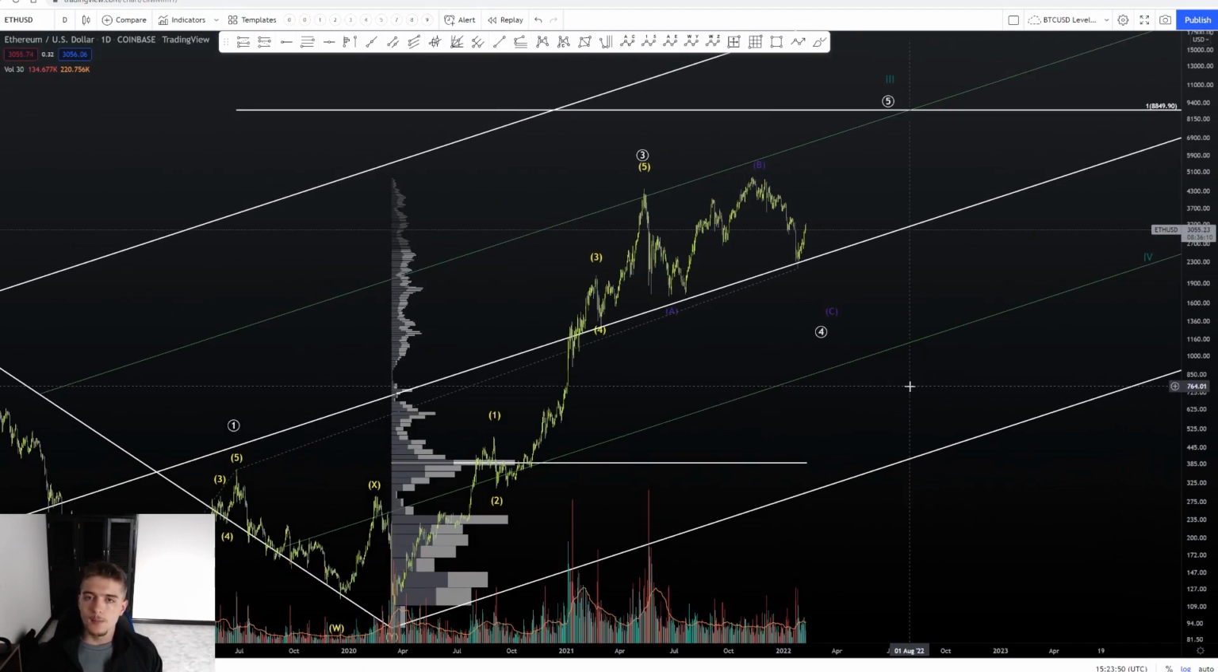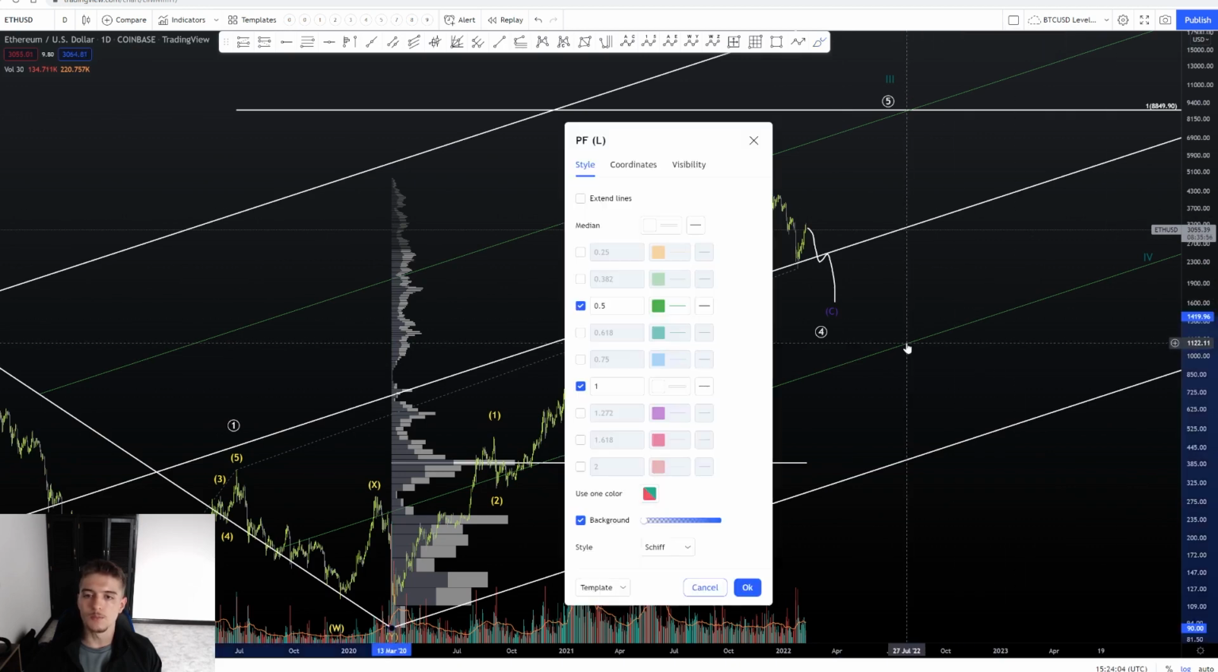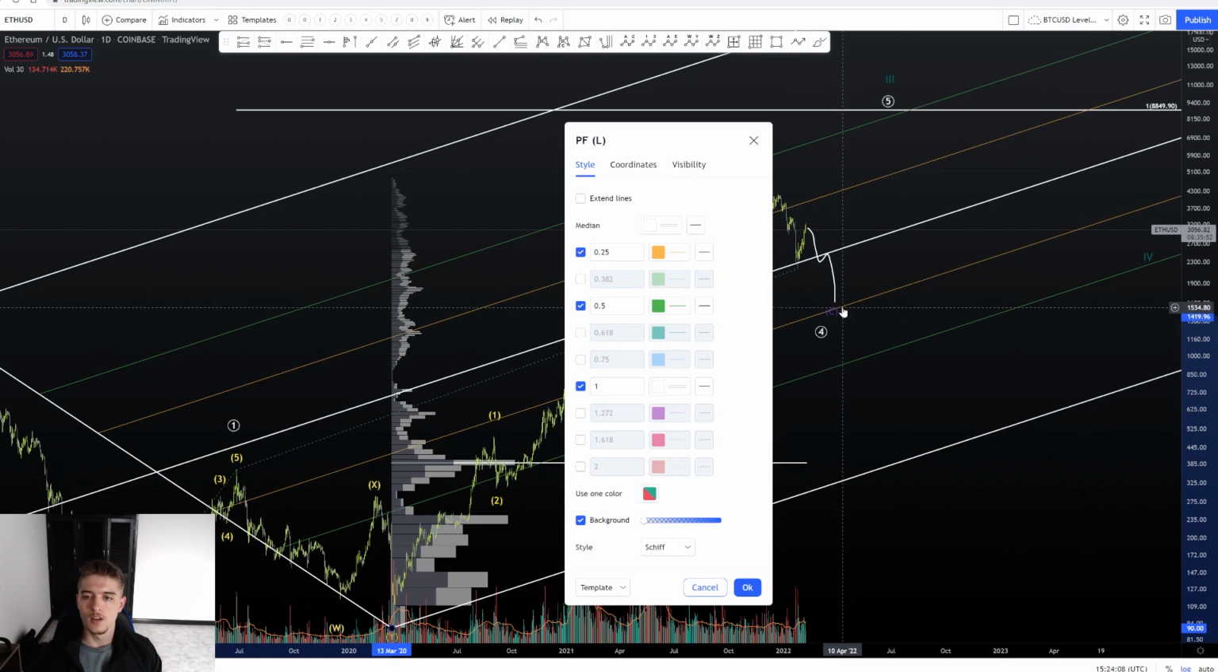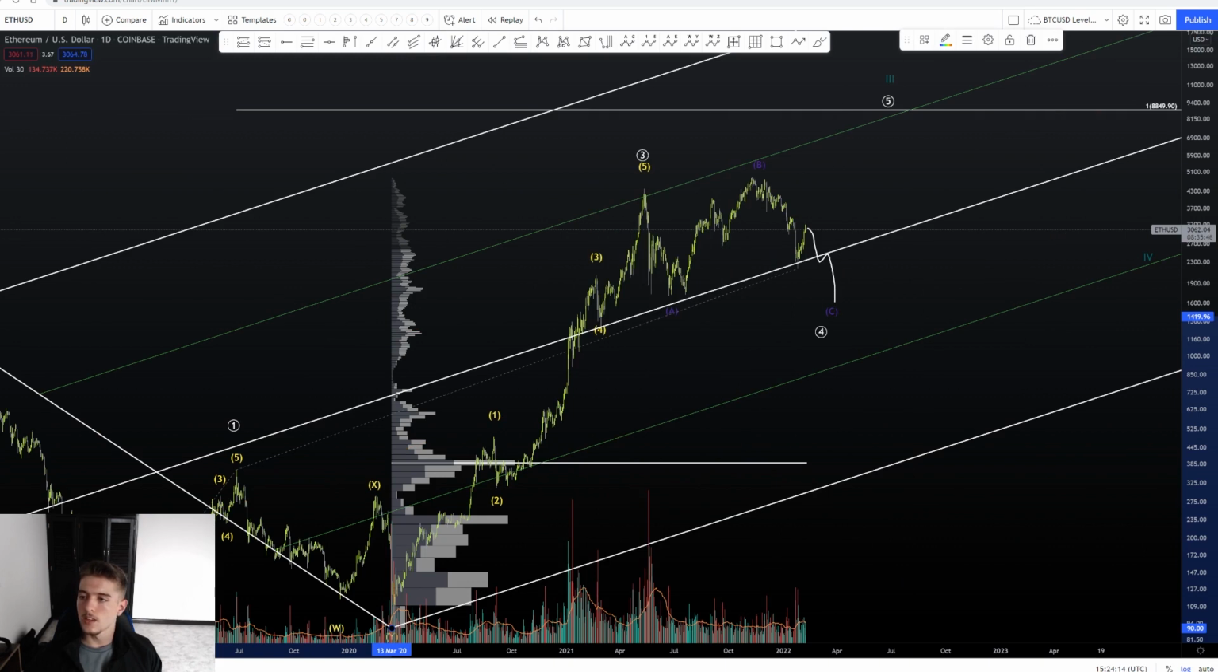So we could expect, perhaps if we were to lose this midline right here, maybe we could back test and come all the way down to, in a very bearish scenario, the 0.5 midline right here. That would be very bearish, but maybe more likely could be the 0.25, which would be this one right here, around 1500. So that's something else we could be looking at, this pitchfork.